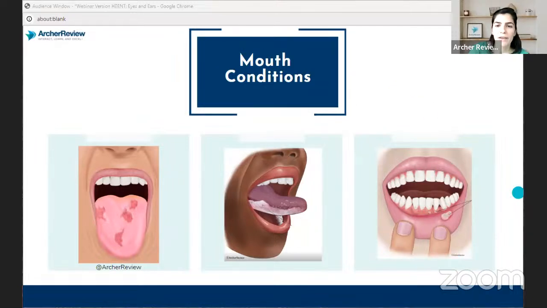And then what about if those patches did wipe off? And then you also have a history that maybe the patient was recently prescribed inhaled corticosteroids. What are we thinking then with that patient? That's right. So in that patient, you should be thinking about oral thrush, right? And we definitely want to make sure we treat that before it gets worse. And we'll treat that with nystatin, swish and spit typically.